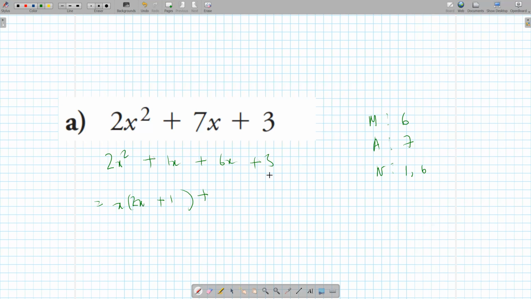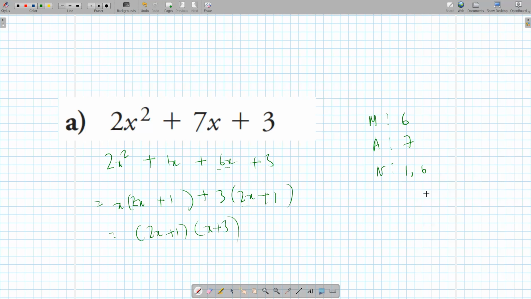A 3. A 3, yes. What are we left with in the bracket? X plus 1. 2x plus 1. There's 6x. We take out a 3, and we're left with 2x. And then you can pull out that entire bracket, 2x plus 1 and x plus 3. There we go. And now we've factored it.